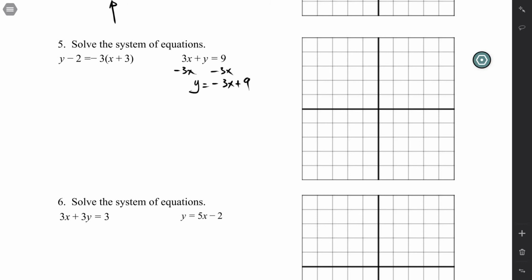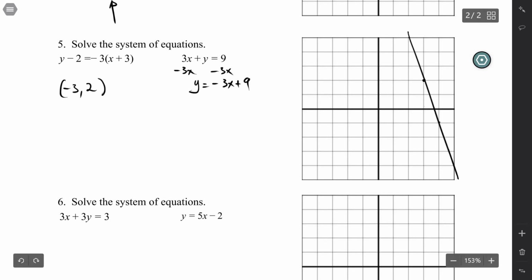The x value would be negative 3, and the y value would be positive 2. So we'd be at negative 3, positive 2, right here with a slope of negative 3. It's going to give us something that looks a little bit like this. All right, again, not exact, but that's okay.